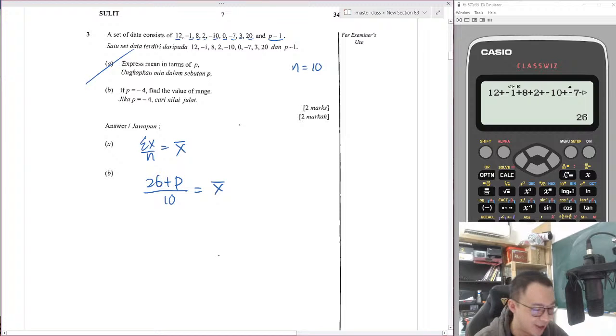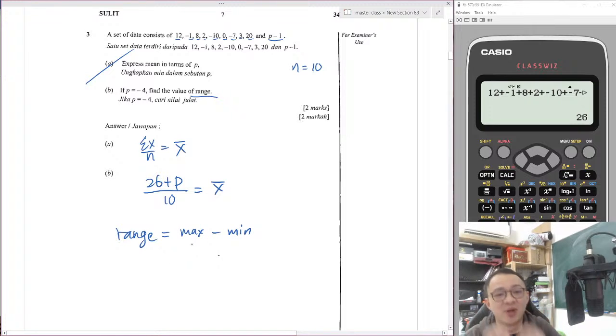Alright, so let's move on to part B. They tell us that if p equals -4, find the value of the range. So how are we going to find the range? Just remember, for ungrouped data, when I say ungrouped data, it means you don't see frequency, the range is the maximum value minus the minimum value. Or sometimes I would say the highest value minus the smallest value.